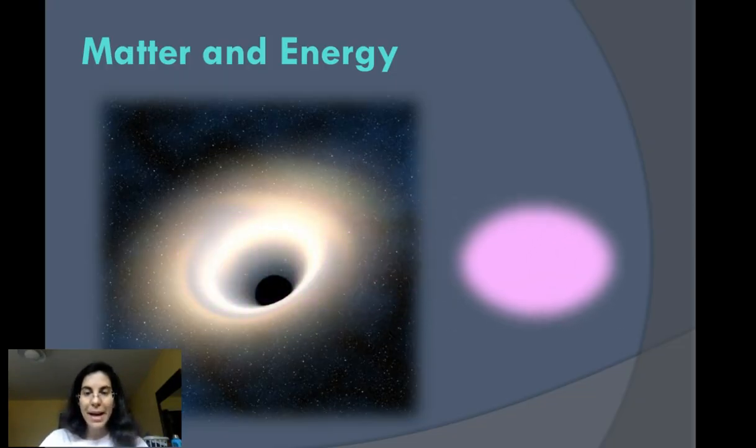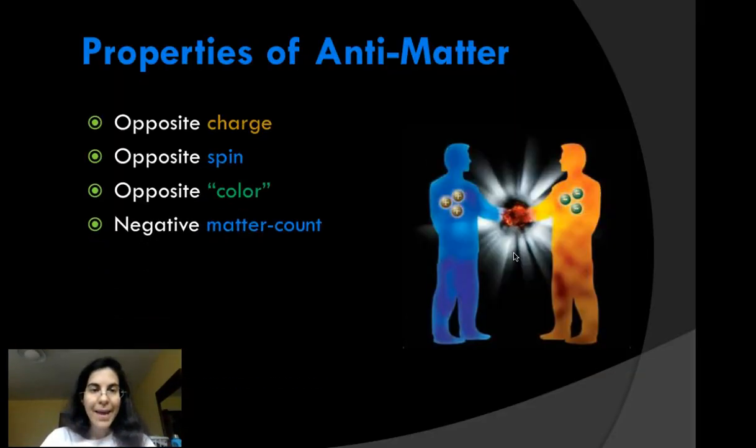Well, if you just made 1 mass plus 1, you've also made 1 piece of antimatter with antimass, a mass of -1. -1, +1, matter count of 0. Matter is conserved. And that's how we get the rest of the properties. Antimatter has opposite charge. It has opposite spin. It has opposite quark color. Those were the anti-reds, the anti-blues, and the anti-greens we were talking about a few minutes ago. It also has negative matter count.